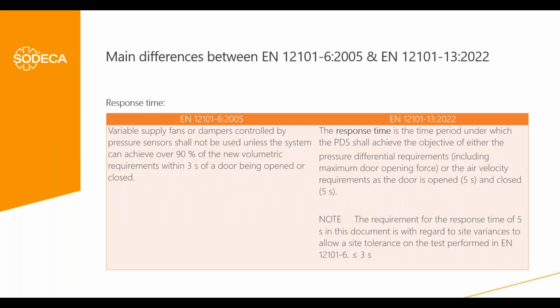About the response time, we had in the old standard this requirement that for a system with variable supply fans or dampers controlled by pressure, the system shall not be used unless we can achieve 90% of the new volumetric requirements within 3 seconds of a door being opened or closed. This was a little confusing because when we open the door, it's clear that we increase the airflow.